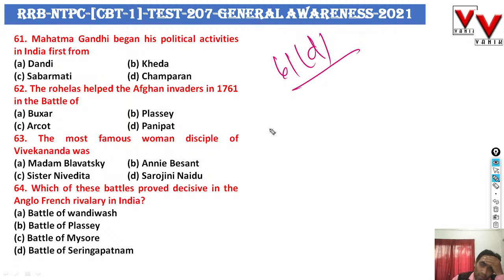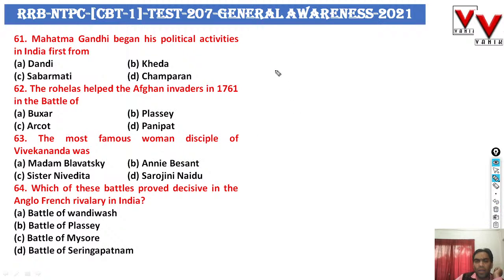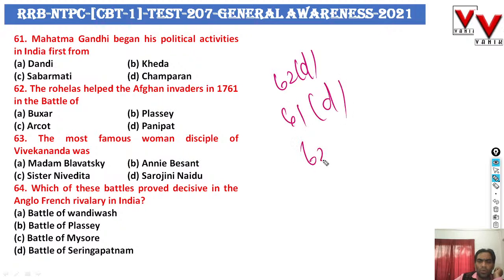Second question, that is 62, which says the Rohillas helped the Afghan invaders in 1761 in the Battle of Panipat. The 1761 Battle of Panipat happened between the Afghans and the Marathas, and the Rohillas helped the Afghans in that battle. So the right answer for 62 is D only. 61, right answer is D. 62, right answer is D.